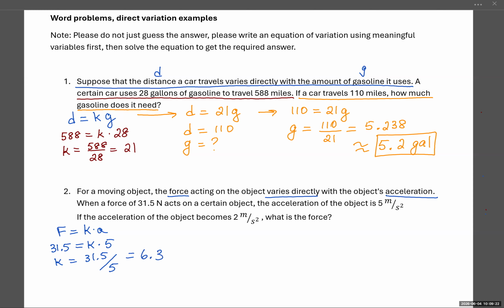We can go ahead and write down an equation now. F equals 6.3 times A. Now the last sentence, if the acceleration of the object becomes 2, so A equals 2, F is unknown. It's pretty easy to plug in here. F equals 6.3 times 2, 12.6 newtons.